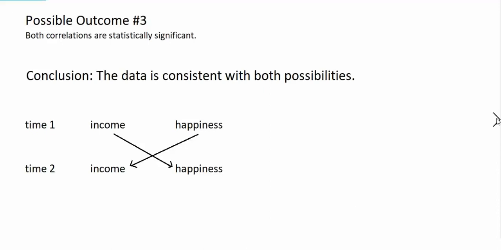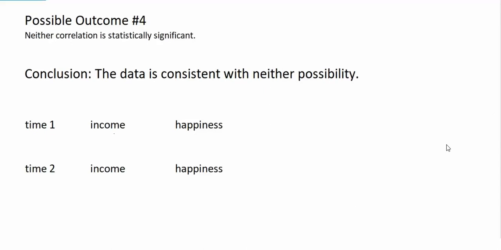And the fourth possibility is that neither correlation between time 1 and time 2 is significant. So this arrow is not significant, and this other arrow is also not significant. The two diagonal arrows are both not significant. And if this is what happens, then the data is consistent with neither possibility. The data is not consistent with income leading to happiness, and it's also not consistent with happiness leading to income.